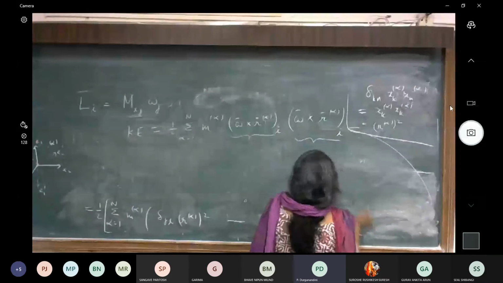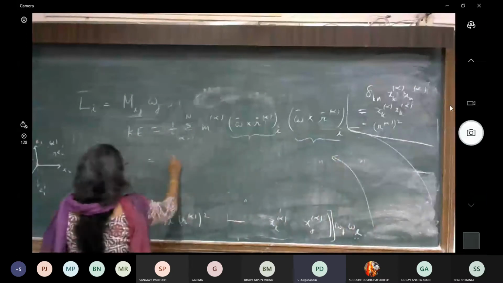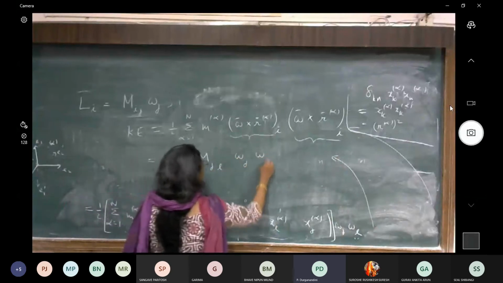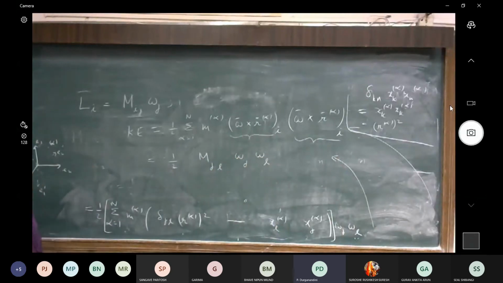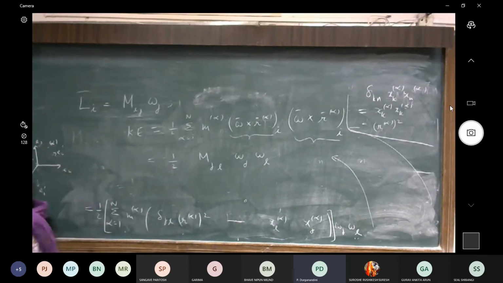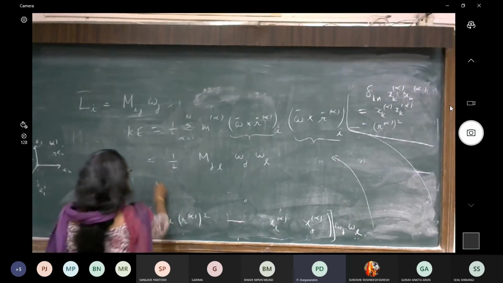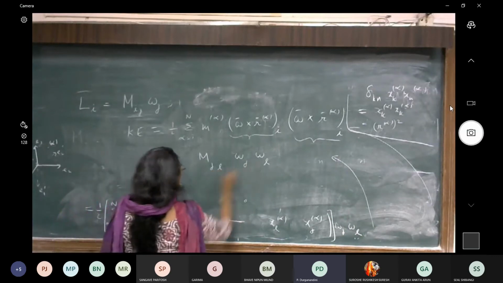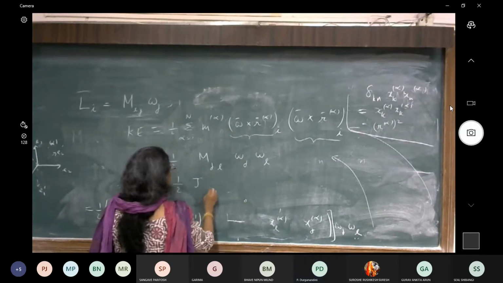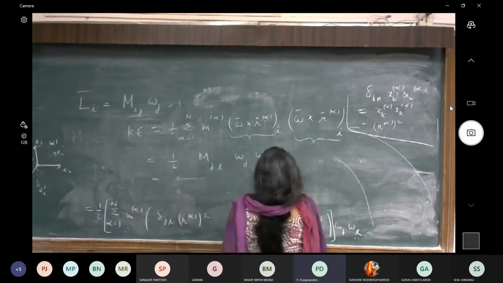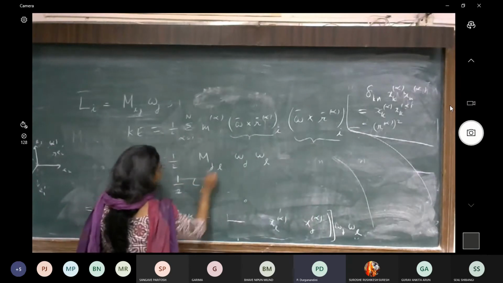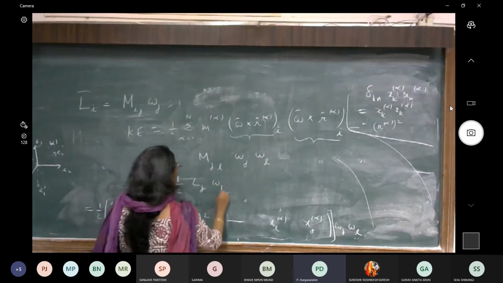So from here, what you can see is that your kinetic energy is nothing but half IJL times omega J omega L. And this is something which people are familiar with. Which I could also further write in the following way, that is IJL times omega L is nothing but your LJ. So it is nothing but half LJ omega J, because IJL times omega L is LJ.